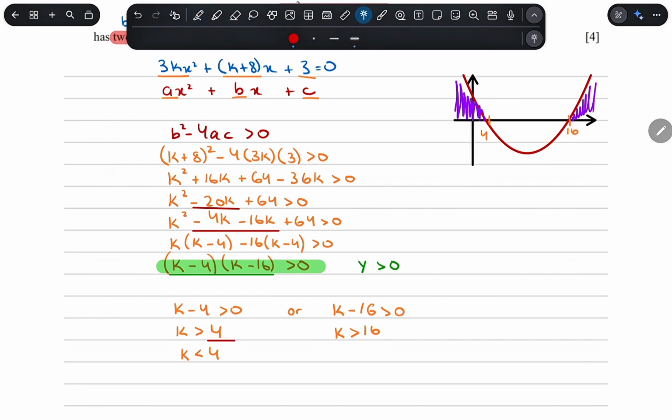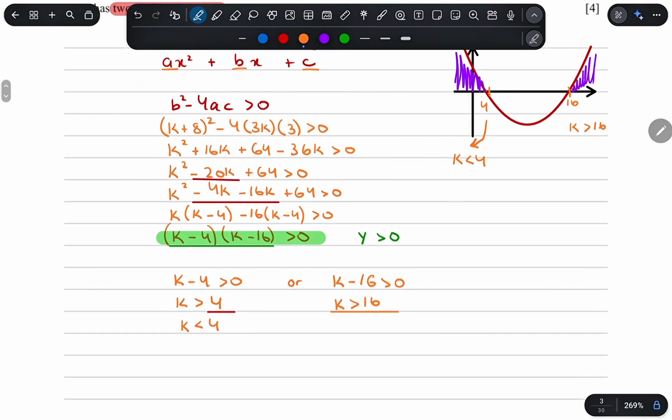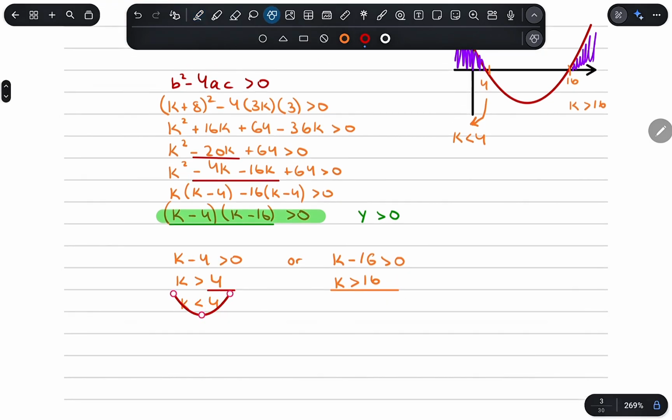Now we want to have our k values which are greater than 16, which checks out over here. And for over here, we need to look at the values which are less than 4. So k must be less than 4, which also checks out over here. So we have our final answer, which is k is less than 4 or k is greater than 16.